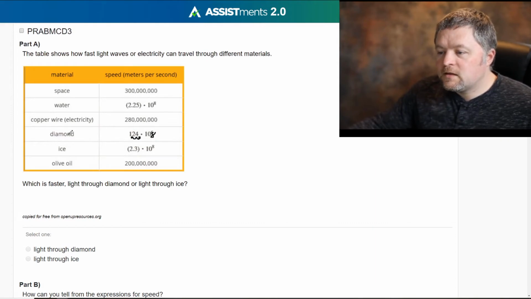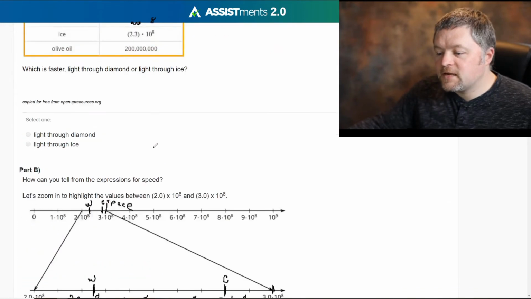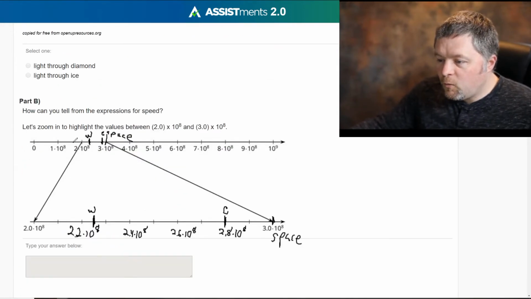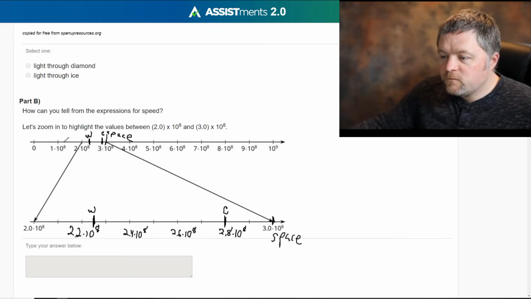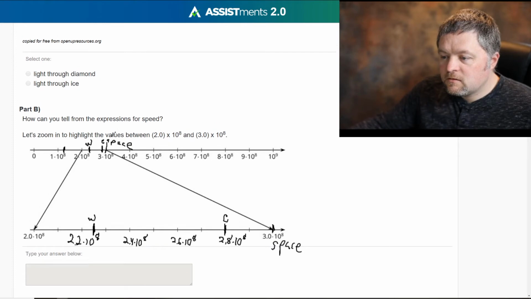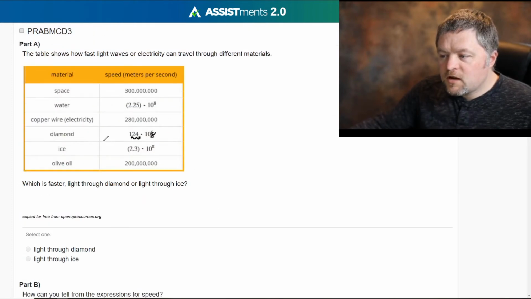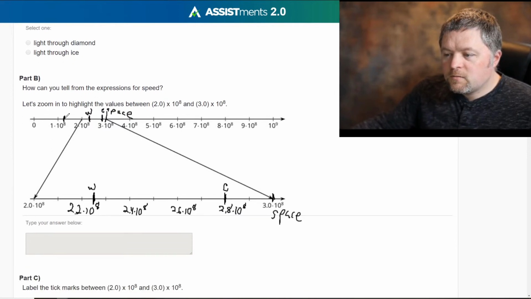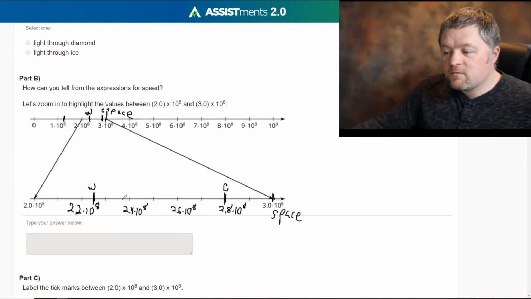Diamond is 1.24 times 10 to the power of 8. Now, if we look at this, where's 1.24 going to be? About here. So diamond, 1.24 is about here. That's not going to be on our lower number line.